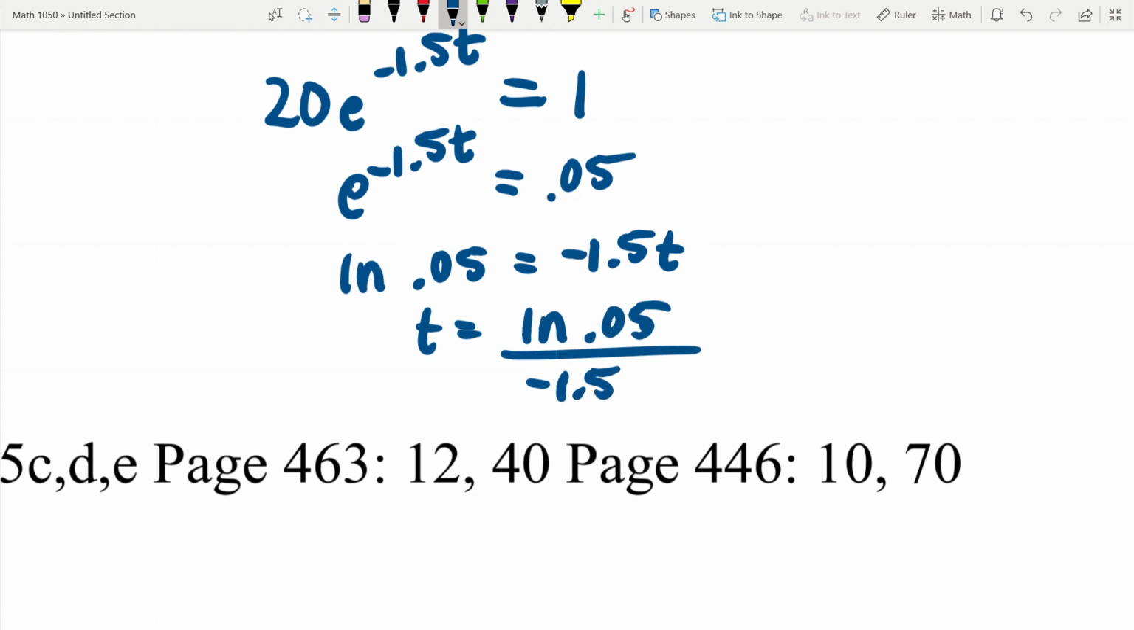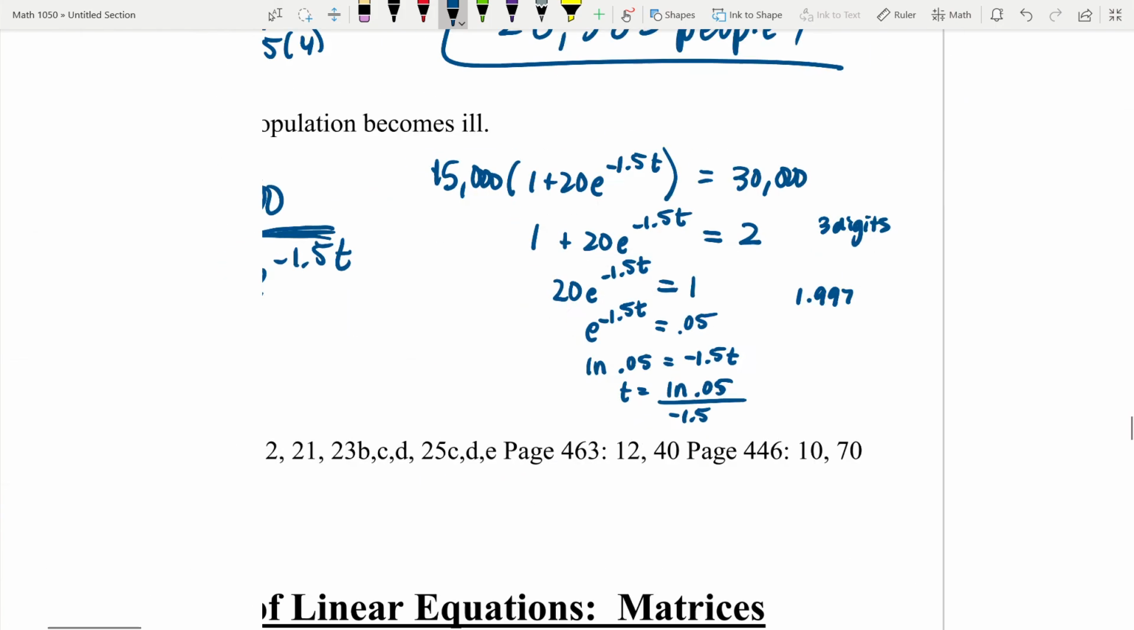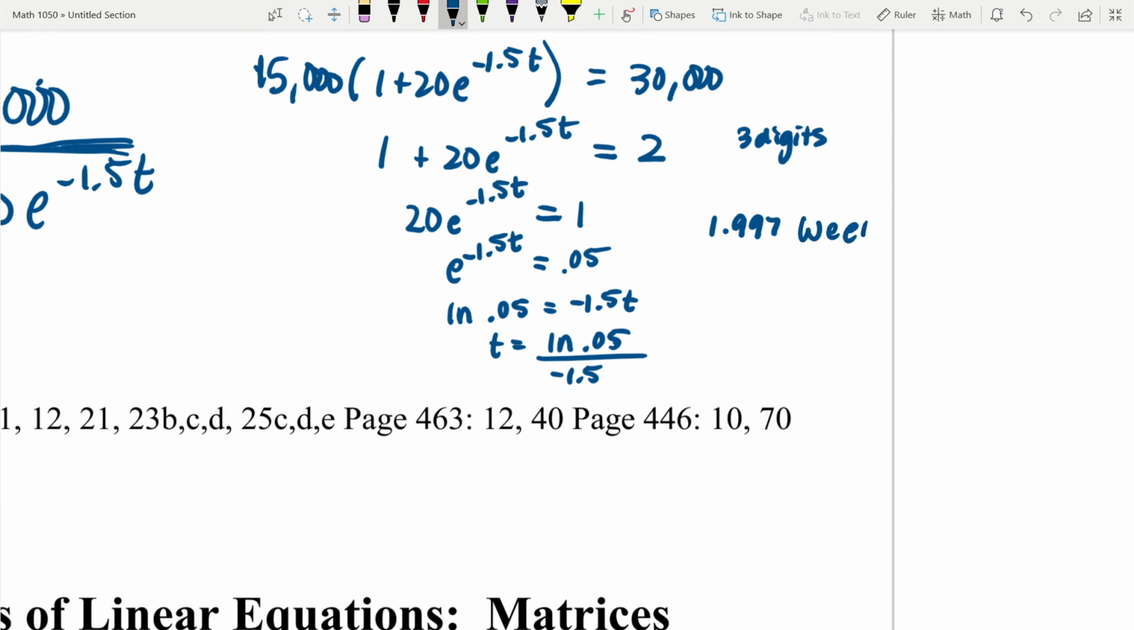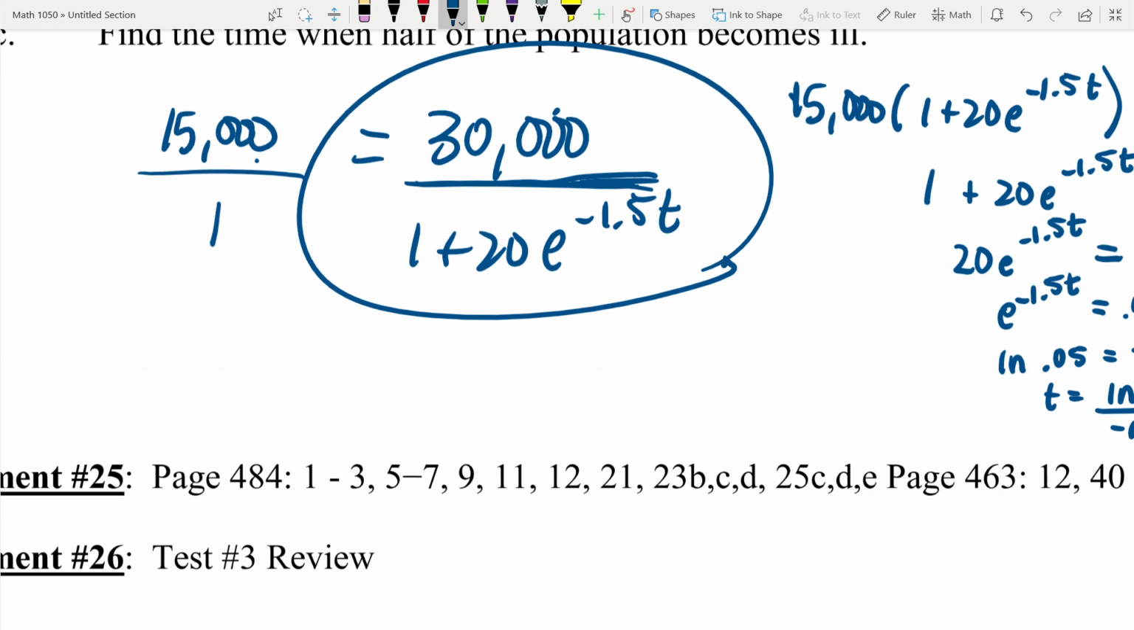Okay, grab your calculator, ln 0.05, close it off, divided by negative 1.5, hit enter, and we're going to go, let's say we're going to go 3 digits. Okay, so it's going to be 1.997, and this is weeks, is that right? Yeah, weeks. Can I check it? Is it checkable? Yes. What do? Put it here. Make sure you put parentheses, and what should I get? 15,000. Okay? So it's absolutely checkable.